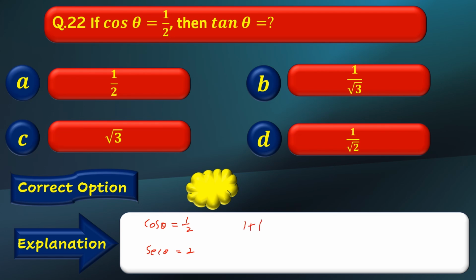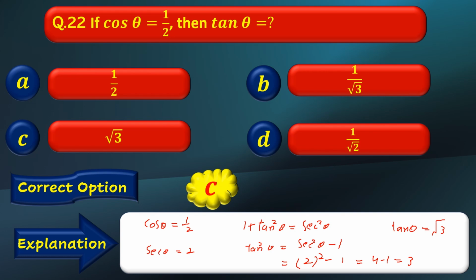Now we know that 1 plus tan square theta is equal to secant square theta. It gives tan square theta is equal to secant square theta minus 1, and we replace the value of secant theta, 2 square minus 1, and it gives 4 minus 1, which gives 3, and after taking square root we get tangent theta is equal to square root of 3. Therefore, the correct option is option C.